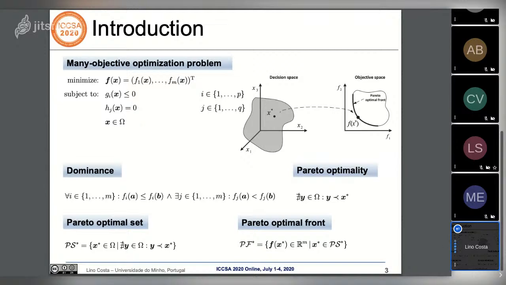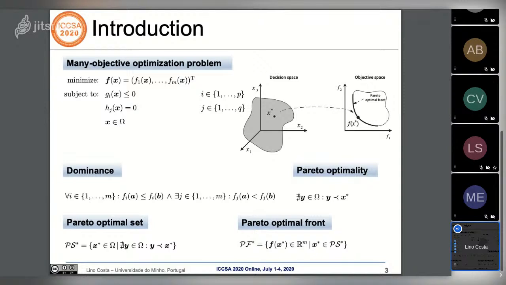These problems are difficult because we are dealing with a decision space, whose dimension is the number of decision variables, and also a multidimensional objective space. When the number of objectives is large, it is difficult to represent the trade-offs between the solutions in this objective space.